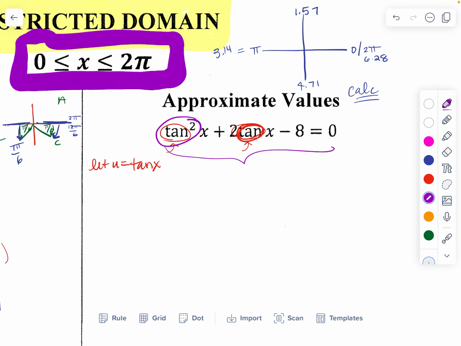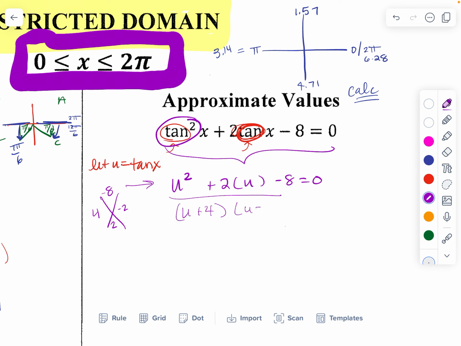Well, if I know tangent x, then tangent squared x could be u squared. So if u is tangent, tangent squared would be u squared, plus 2 times tangent x, well, that's just u, minus 8 equals 0. We're going to factor this just like we did in algebra, knowing that if we have 3 terms, we can use factoring: what multiplies to -8 and adds to 2? We know those two values are -2 and 4. So I know u plus 4 times u minus 2 will equal 0. Go ahead and solve that. So we would get u equals -4 as well as u equals 2.